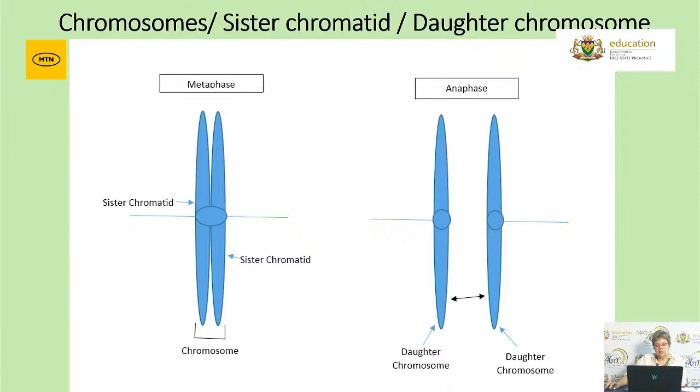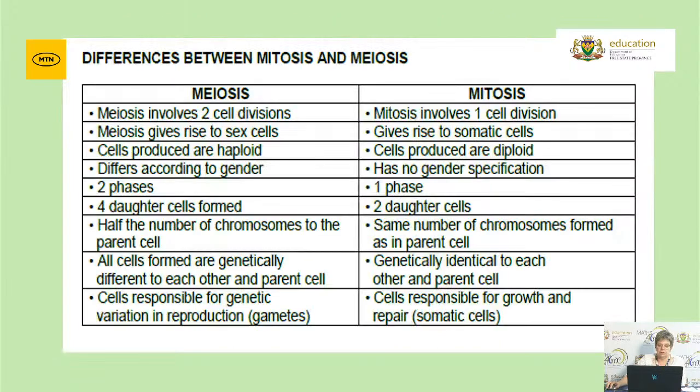Chromosomes, sister chromatids, daughter chromosomes. So this is a chromosome. It's bound together by a centromere, which binds two chromatids, and we call these chromatids sister chromatids. And in anaphase, we start to form a daughter chromosome. So this is not a chromatid. After they separate, it forms a daughter chromosome. So be careful when you are talking of a chromatid and when you are talking of a daughter chromosome. Be very careful for that.